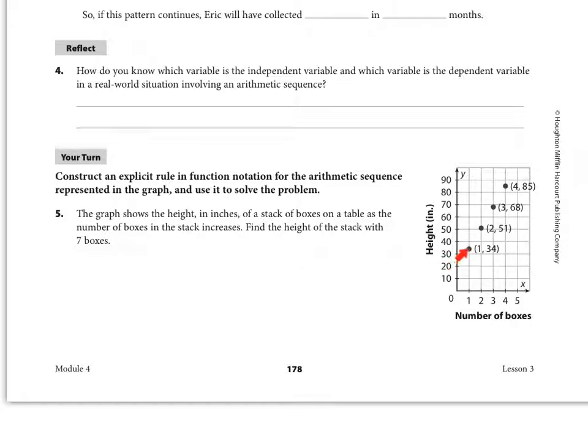Okay, so again, I'm going to look at my points here. It is showing consecutive terms because I have x is 1, x is 2, x is 3, and x is 4, which means these terms are all consecutive terms. So I could write this sequence like this: 34, 51, 68, 85, dot, dot, dot. And then from there, I'll be able to write the explicit rule.